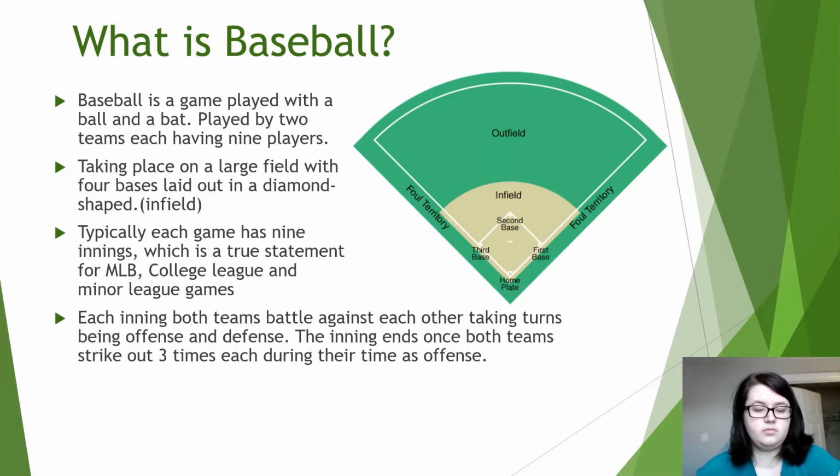So baseball typically takes place on a large field with 4 bases laid out in a diamond shape, and each base is 90 feet apart. And the outfield regulation for Major League Baseball is 400 feet. Typically, each game has 9 innings, in which both teams battle against each other, taking turns being offense and defense. Innings end once both teams strike out 3 times each on their turn as offense.